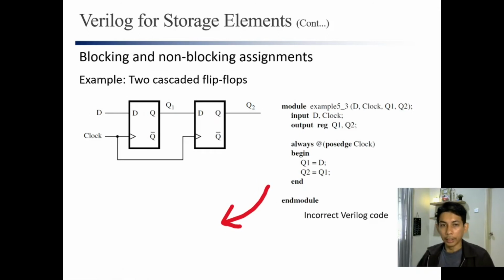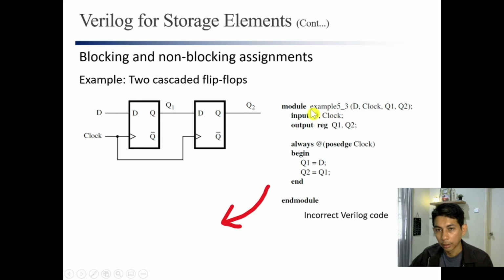For example, when we design flip-flops using blocking assignment, this is the flip-flop that we want to design. We have two flip-flops and we want to connect them like this, in cascade. The output of the first flip-flop Q1 is connected to the input of the second flip-flop, using the same clock. So we can write the code like this.